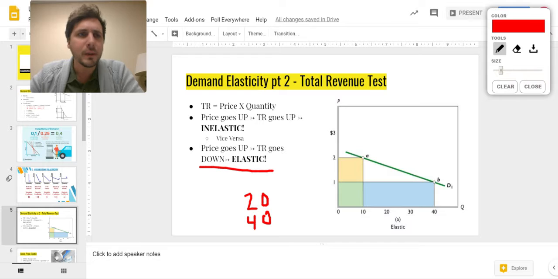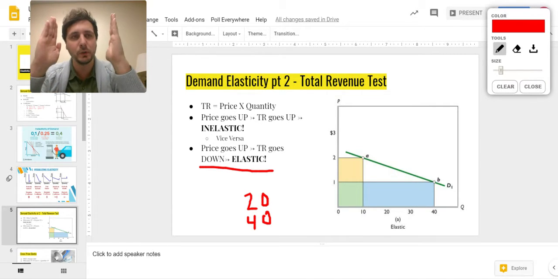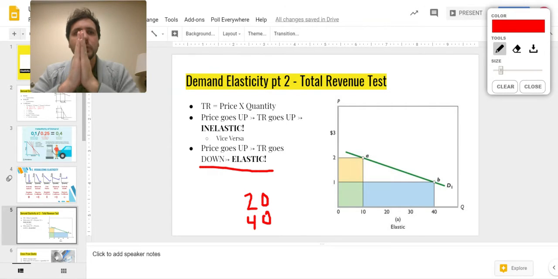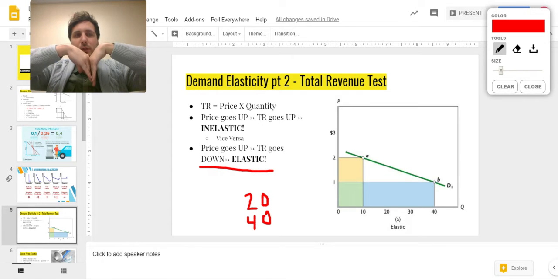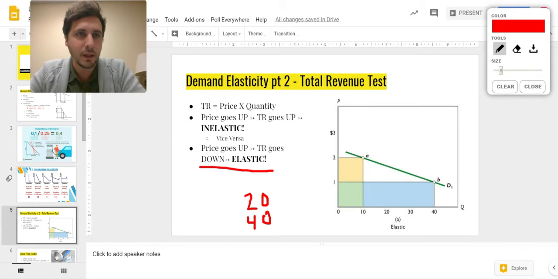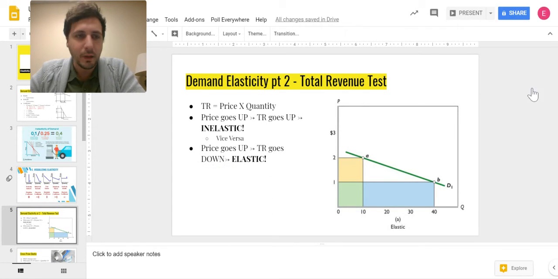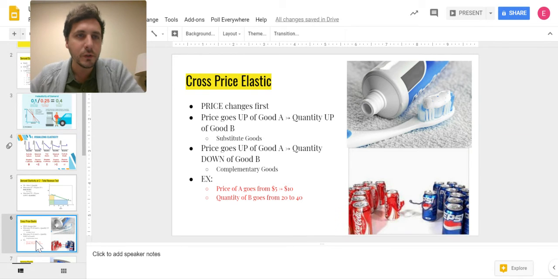Excellent. A great way to think about this, just to make it easier for you, if price goes up and total revenue goes up, both of them going up, those two create an I for inelastic, right? If price goes down and total revenue goes down, those two come together and create an I for inelastic. If they're moving in the same direction, it's inelastic demand. All right. Excellent. Hopefully that made a little bit of sense to you.